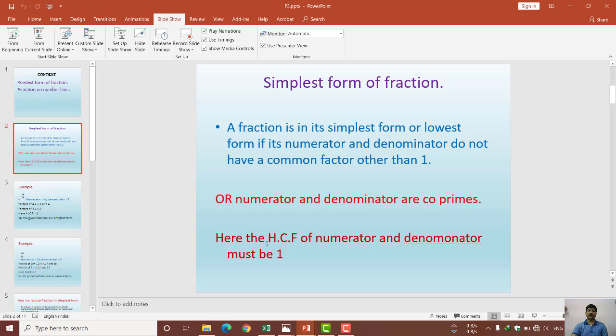Why co-primes? Because here the HCF of numerator and denominator must be 1. If the HCF of numerator and denominator is 1, then the numerator and denominator will be co-prime. So in that case, if any fraction has numerator and denominator in such a way that the HCF of both is 1, then that form is known as the simplest form of the fraction.